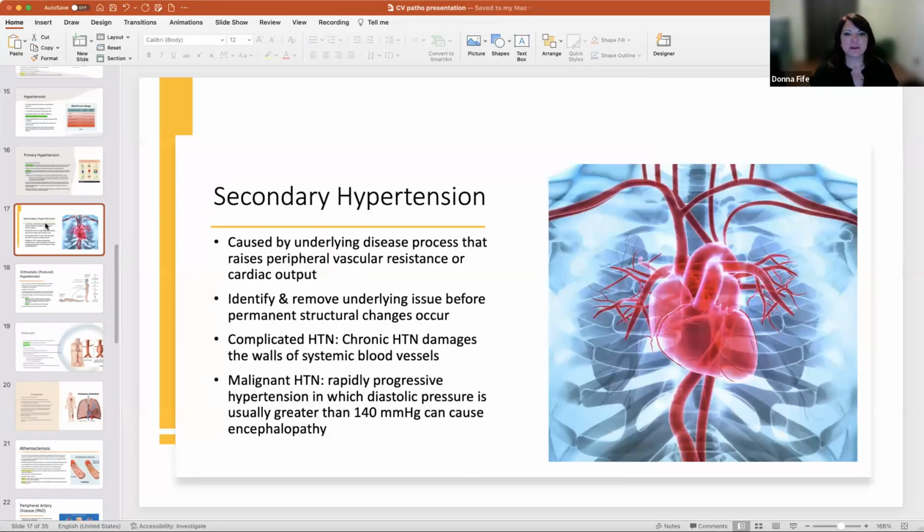Okay, now with secondary hypertension, this is caused by an underlying disease process that raises peripheral vascular resistance or cardiac output. We need to identify and remove the underlying issue before permanent structural changes occur. Complicated hypertension, chronic hypertension damages the walls of the systemic blood vessels. And there could be malignant hypertension, which is a rapidly progressive hypertension in which the diastolic pressure is usually greater than 140 and can cause encephalopathy.